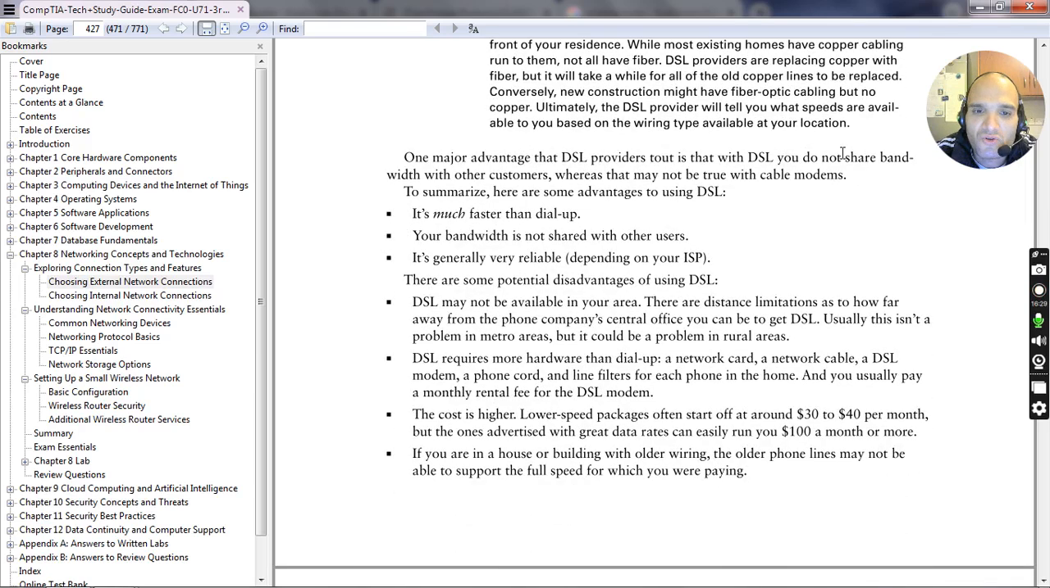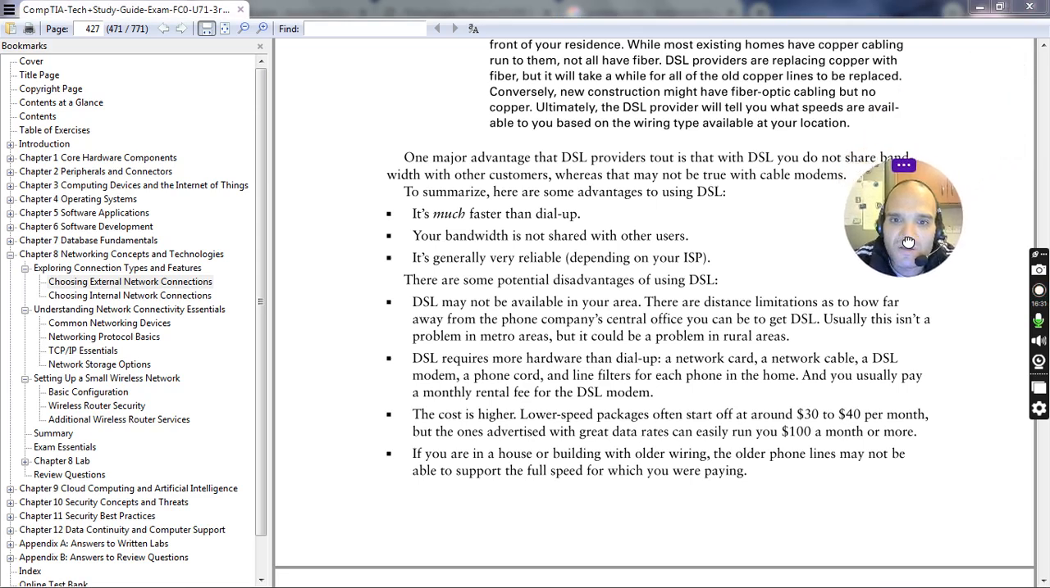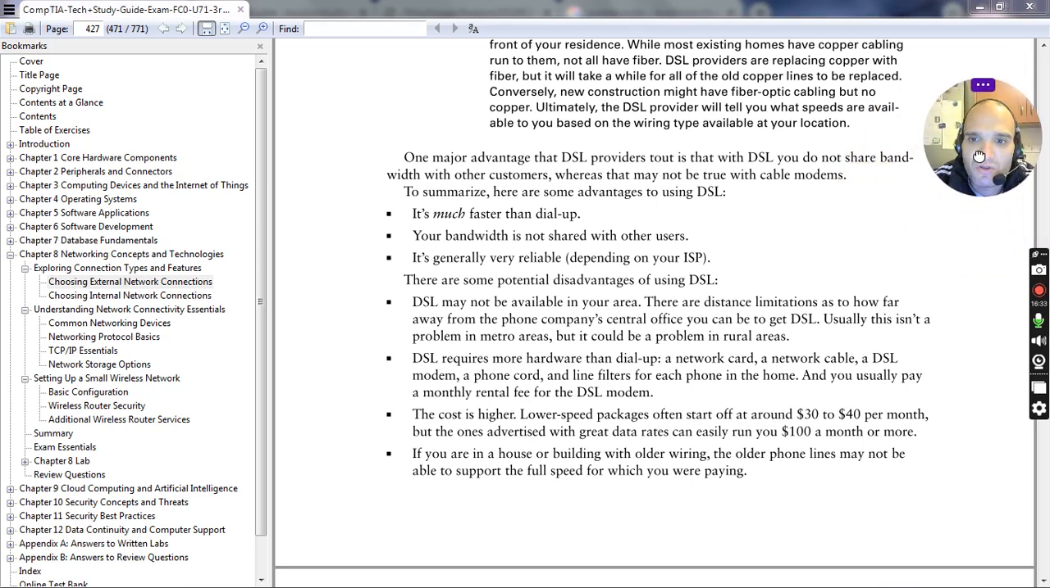One major advantage that DSL providers tout is that with DSL you do not share bandwidth with other customers, whereas that may not be true with cable modems. To summarize, here are some advantages to using DSL. Number 1, it's much faster than dial-up. Number 2, your bandwidth is not shared with other users. Number 3, it's generally very reliable, depending on your internet service provider.